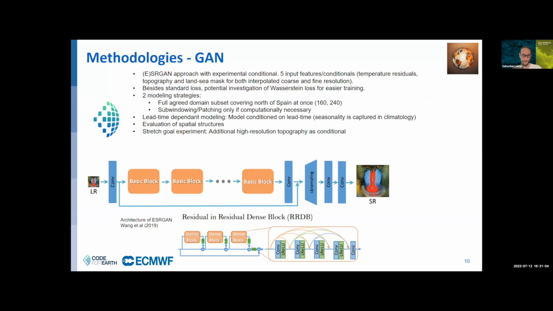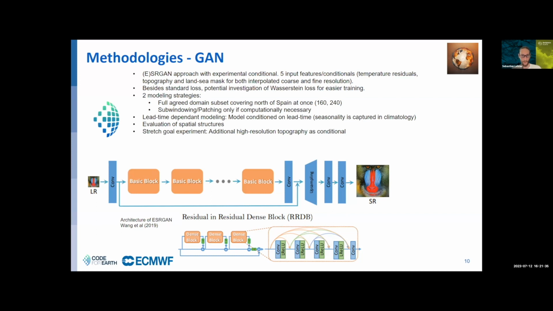And the input features and the setting in general, I won't read all of these points again, because they are similar to the unit basically. So similar with the upgraded computational resources, we can tackle all of the domain at once, and we probably don't need to think about sub-windowing or patching within the model, which makes it easier.